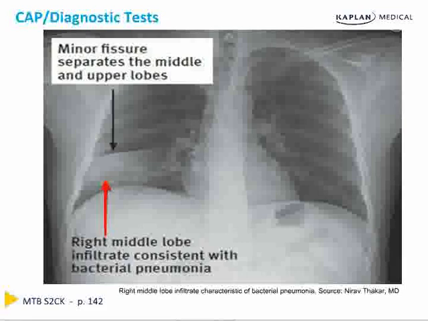Here's an image of a right middle lobe infiltrate consistent with bacterial pneumonia. As you can see, the minor fissure is shown as separating the middle and upper lobes of the right lung. In addition, one other clue to tell whether a pneumonia is in the right middle lobe is that dense infiltrates in this area will obscure the right heart border. Because the right middle lobe and the heart sit anteriorly in the chest, any infiltrate in the right middle lobe is going to obscure that right heart border on the chest X-ray.